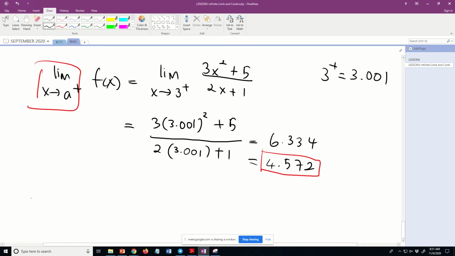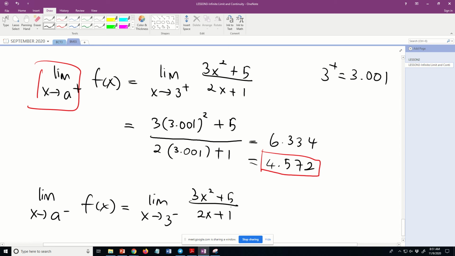So again, limit x approaches A negative for function f(x) will be equal to limit x approaches 3 negative for function (3x squared plus 5) divided by (2x plus 1). What are you going to put here? 3 negative is actually what? Anyone? Yes, thank you everyone. So 2.999. That is the best answer, you can put it inside.